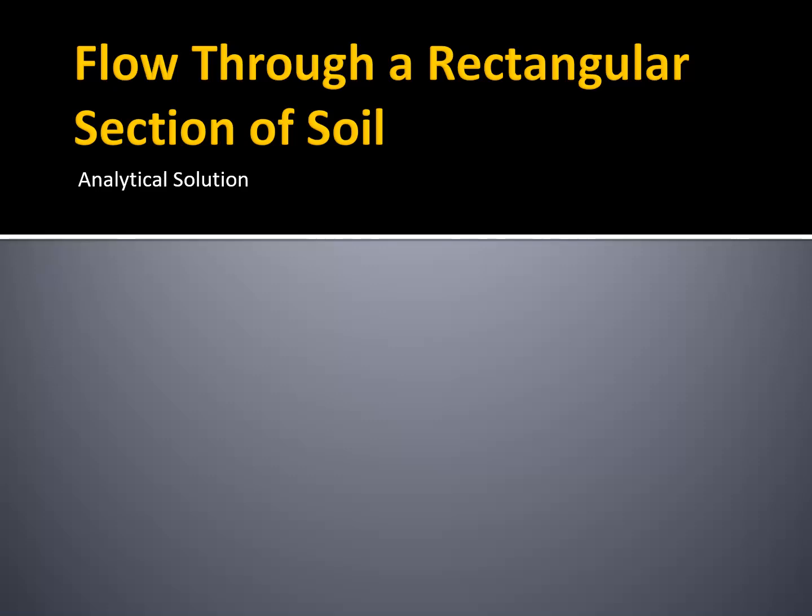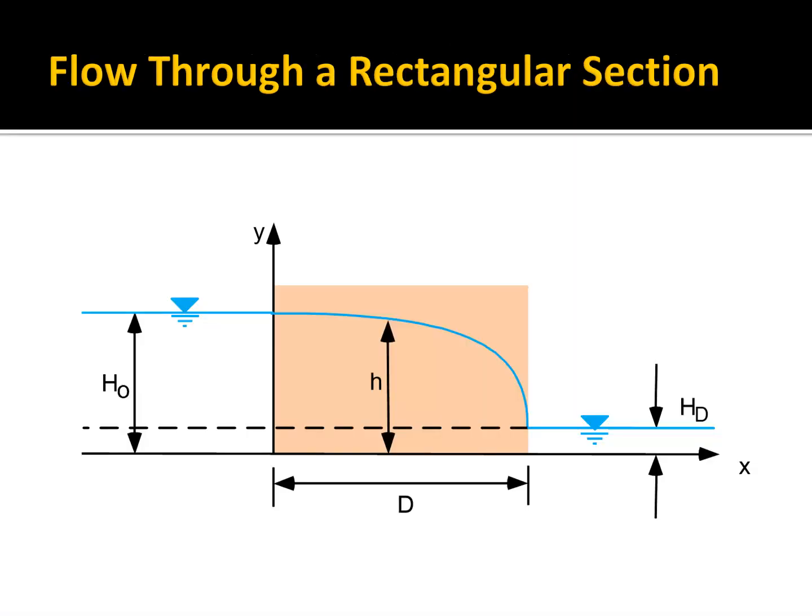Okay, now that we've derived our governing equation for these profile models using the Dupuit assumptions, we are ready to derive some solutions. And the first one we're going to look at is flow through a rectangular section of soil. So this is what we're talking about.